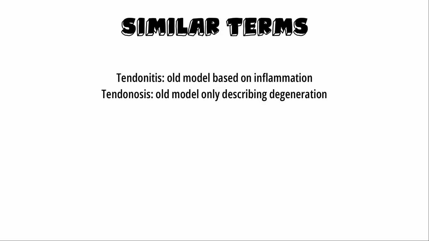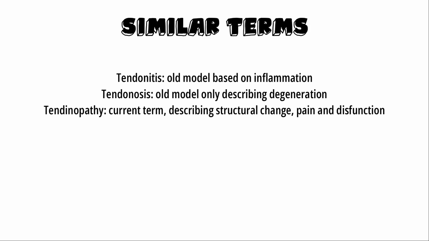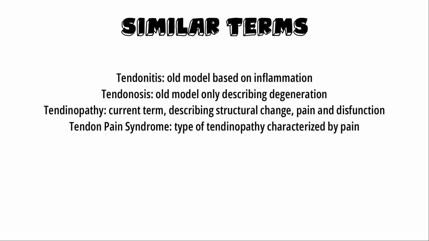Tendinosis was an old model which only described degeneration. As we talked before, the current model says there's a bit of degeneration and a bit of inflammation. It's a compound of mechanisms that generate tendinopathy. So tendinopathy is the current term describing structural change, pain, and dysfunction.